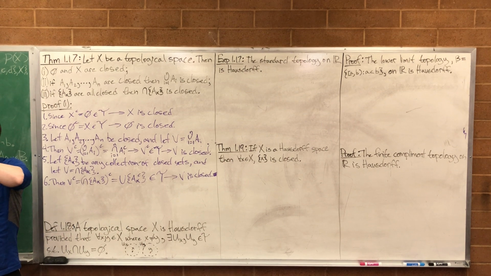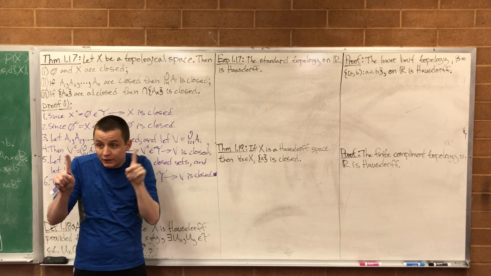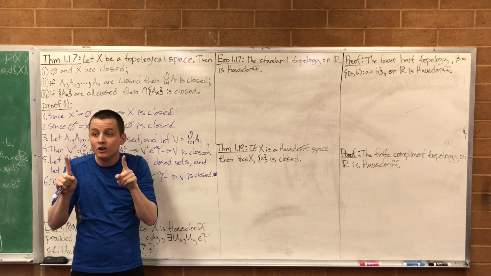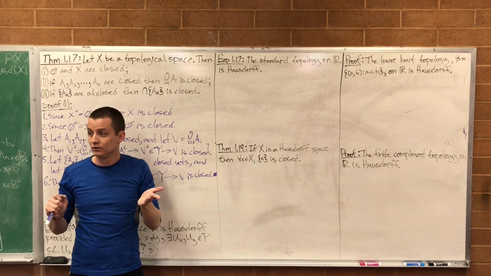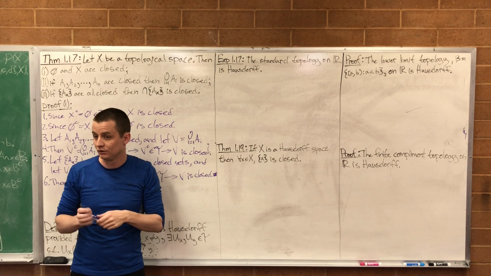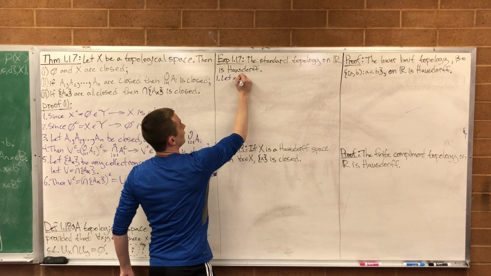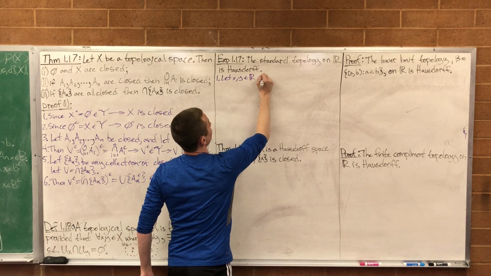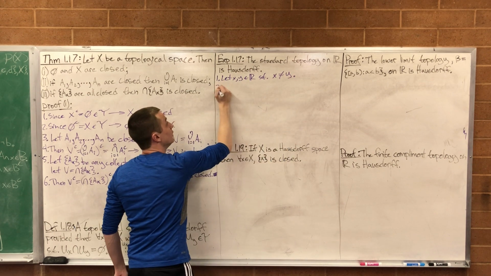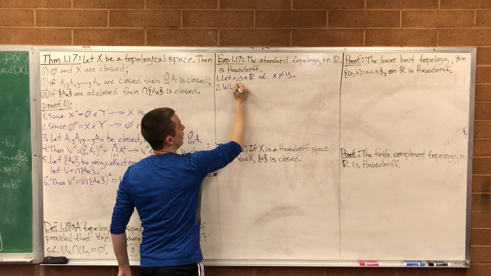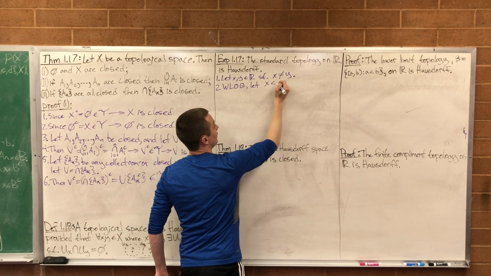Now we're going to prove that it's Hausdorff. How are we going to prove that? We need to show that anytime you pick two elements in R that aren't the same, we can find two neighborhoods containing those points that don't intersect. Make sense? So, one: let x, y in R such that x is not equal to y. Two: without loss of generality, let x less than y.